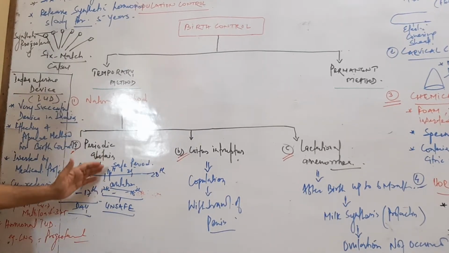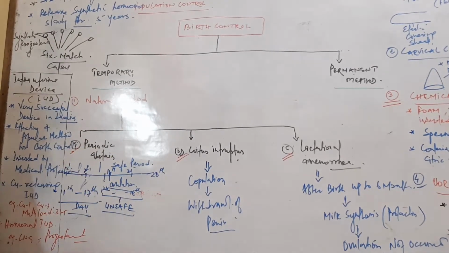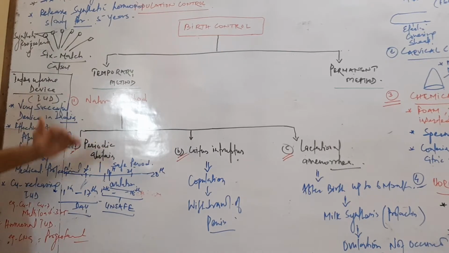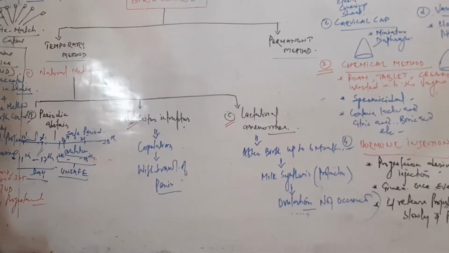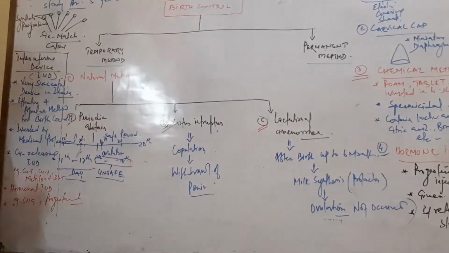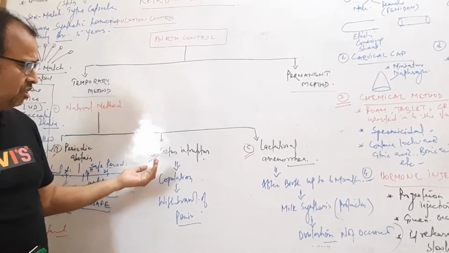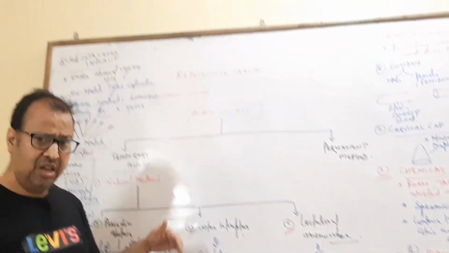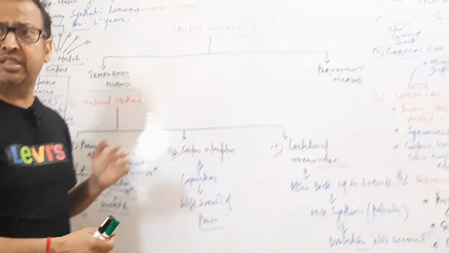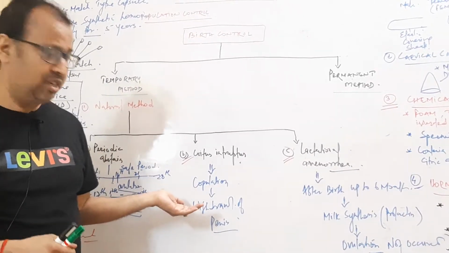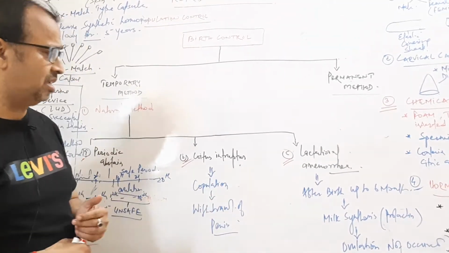This periodic abstinence method is better for preventing the fertility rate, preventing conception, and also preventing the fertilization process. Next one, coitus interruptus. In coitus interruptus, during copulation or intercourse, prior to ejaculation there is withdrawal of the male genitalia or penis. So this is the coitus interruptus method.